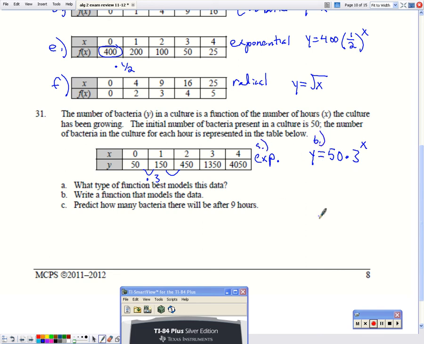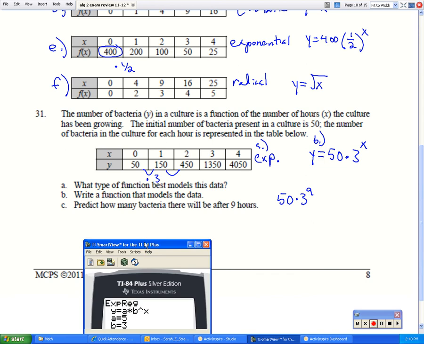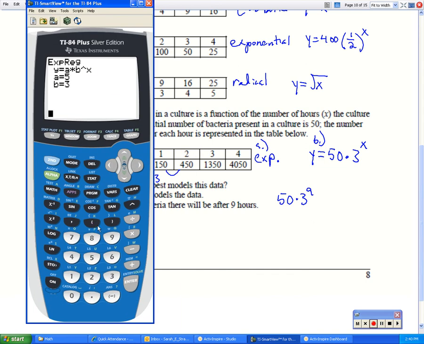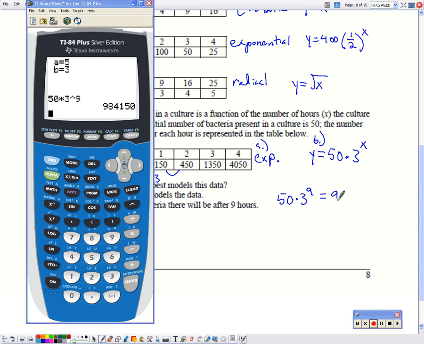C. Predict how many bacteria there will be after 9 hours. So we're going to have 50 times 3 raised to the 9th power. 50 times 3 to the 9th. And there we go. Bacteria.